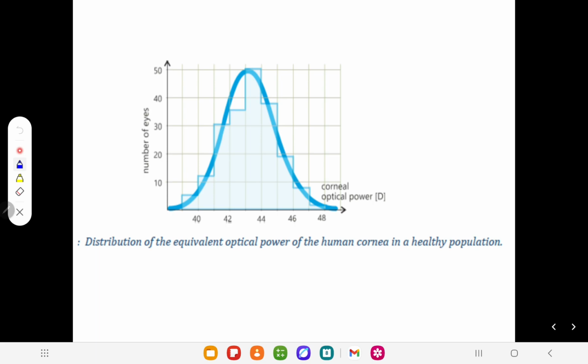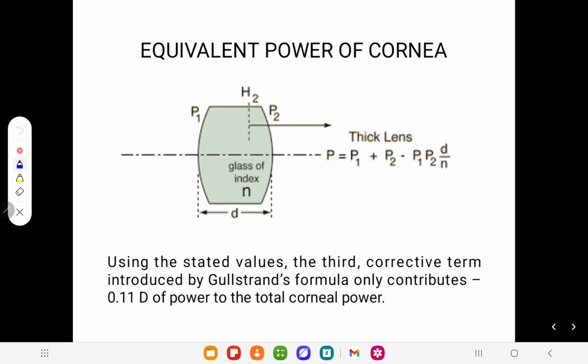and the distribution of equivalent power of the human eye in a healthy population, so maximum power falls around 43 diopter. Cornea, if you have to close your eye and tell one power for the cornea, it is 43 diopter, but it's not like that. It's normally distributed, and power may range from 40 to 48 almost. Okay, so equivalent power of the cornea. What is the equivalent power of the cornea?